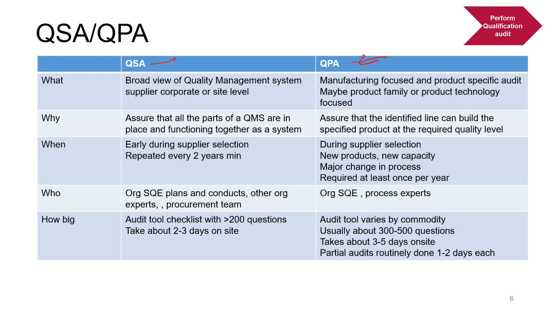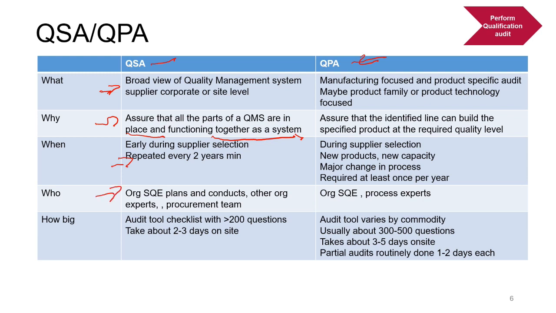Quality system audit is actually a broad view of quality management of suppliers, corporate, or the site level. It is to assure that all the parts of the quality management system are in place and functioning together as a system. And it should be done during the early stage of supplier qualifications or selections, and it should be repeated at the minimum every 2 years.